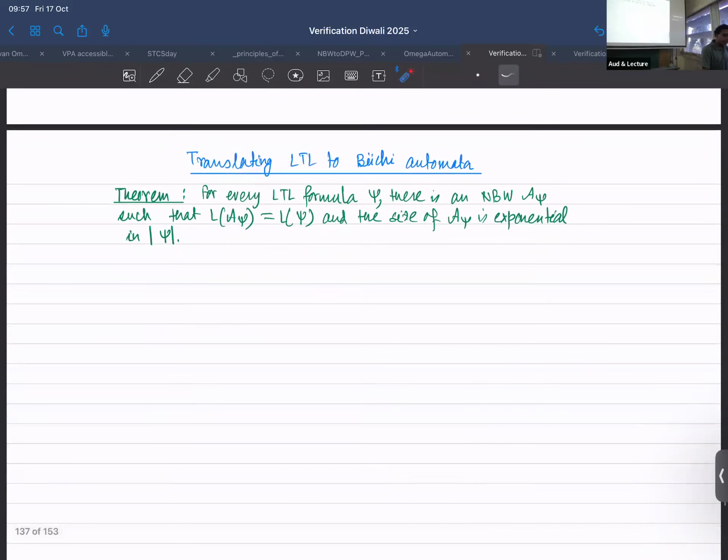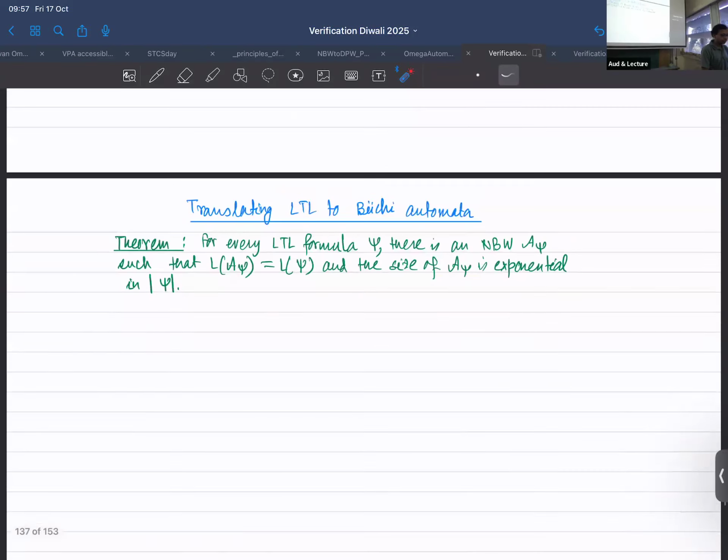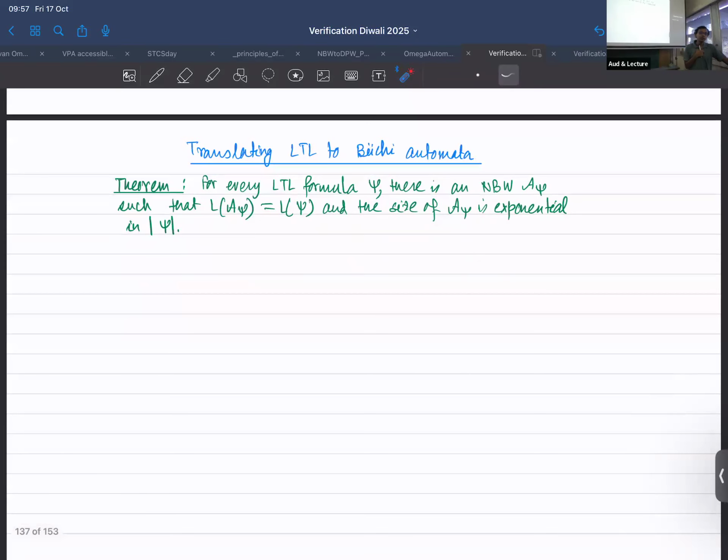But I still didn't get why the release. It's not very immediate, but you will get some idea when we do the LTL to NBW construction. And then I'm going to give an assignment for the other correctness.